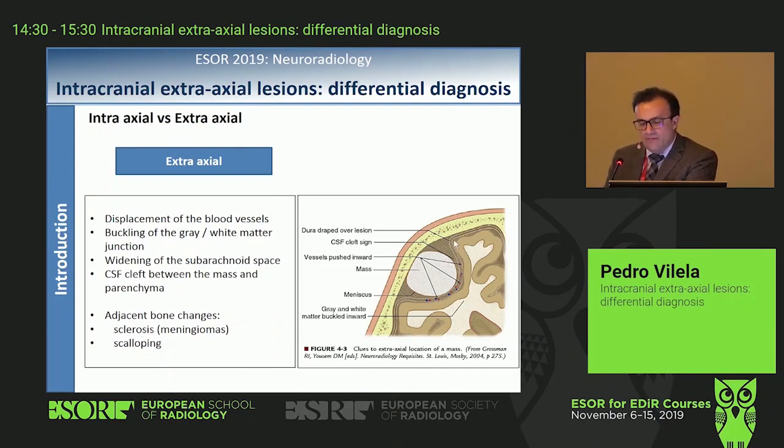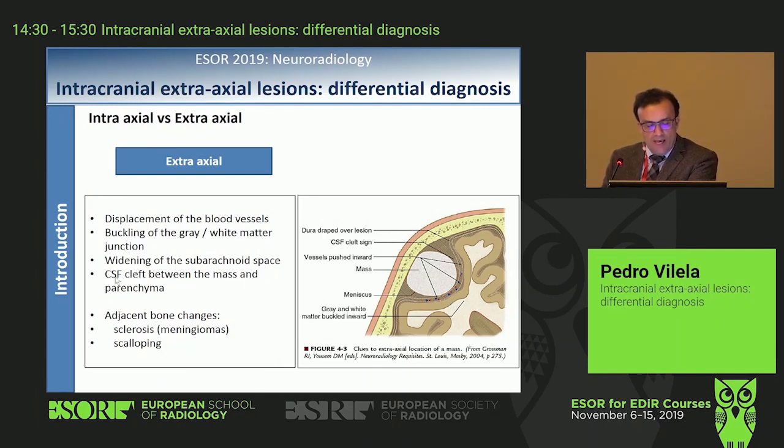So first thing, the classical signs regarding an extra-axial lesion, what are we going to find? We are going to have the blood vessels that are going to be displaced, and they will be in between the lesion and the cortex. We will have a widening of the subarachnoid space, especially at the base of the implantation of the lesion, with a CSF cleft separating the extra-axial lesion from the brain.